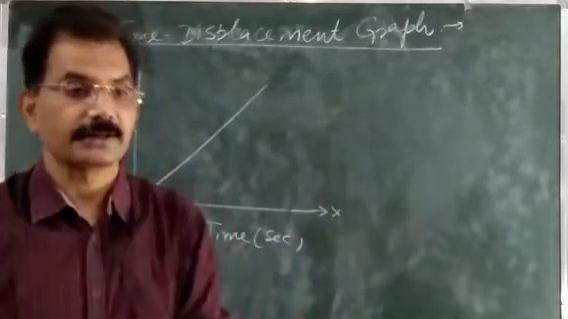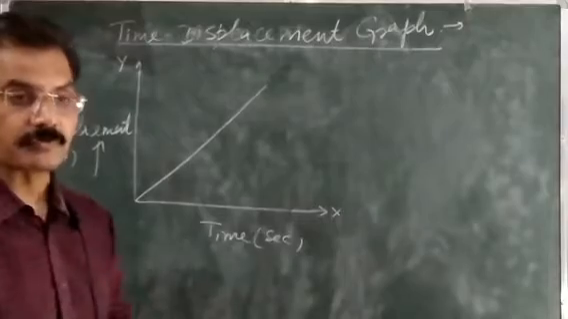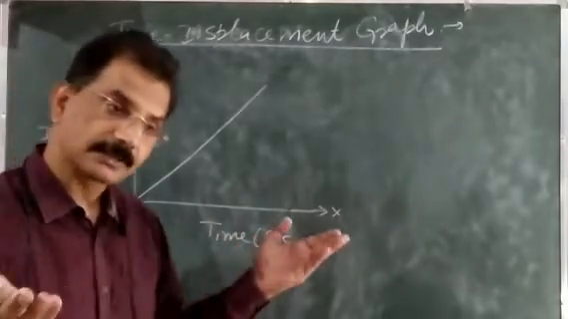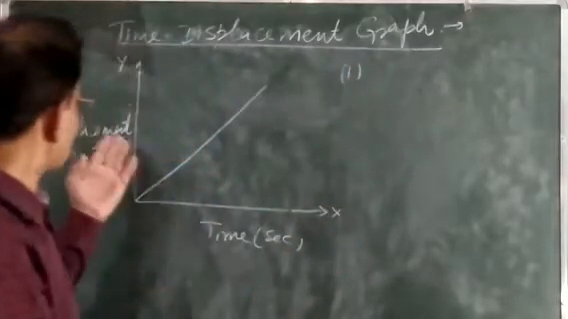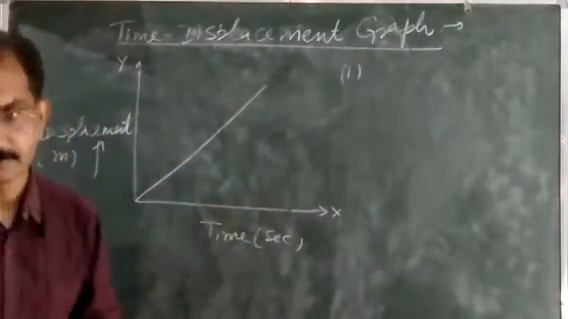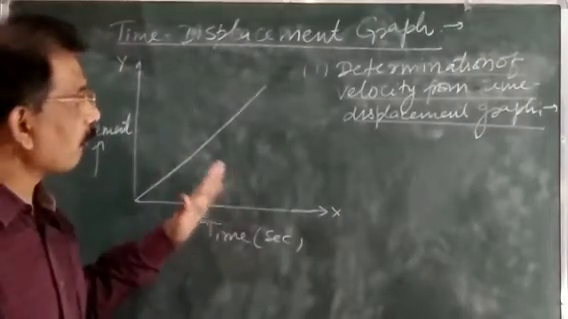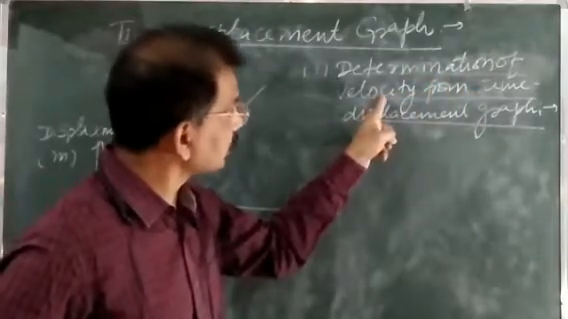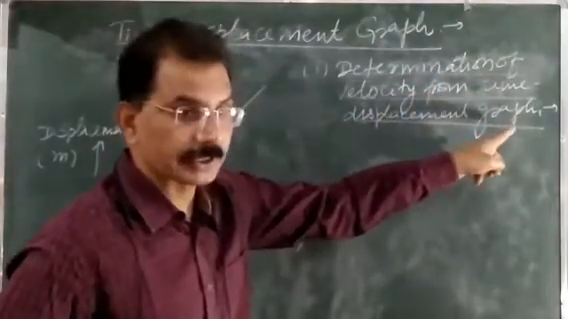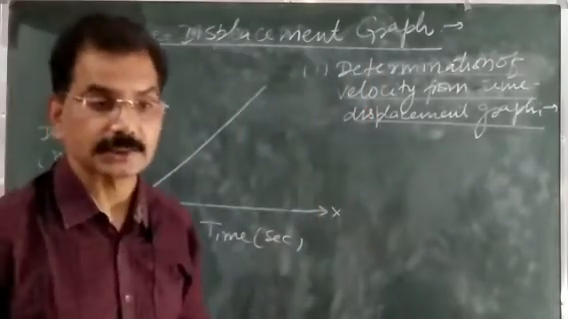सेम रहती है। And with the help of the displacement time graph, we can determine several things. For example, first, what can we find with the help of this displacement time graph? First, determination of velocity from the time displacement graph. इस time displacement graph से हम कैसे velocity निकाल सकते हैं?